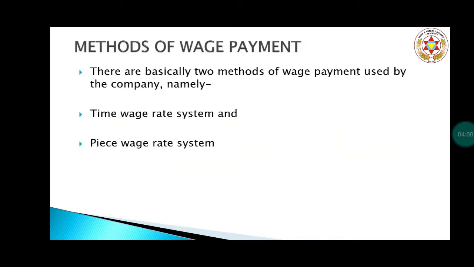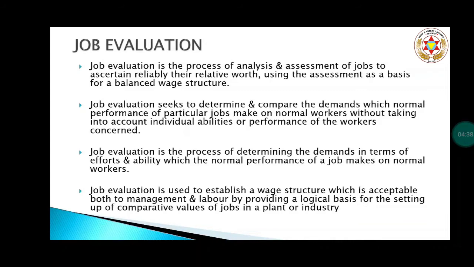The different methods of wage rate systems: there are basically two types of wage rate systems commonly used in the organization. Number one is the time wage rate system, and second is the piece wage rate system. In the time wage rate system, salary and wages are given according to the time contributed in the organization, and the piece wage rate system is based on the units of production produced by a single worker in a particular time period.